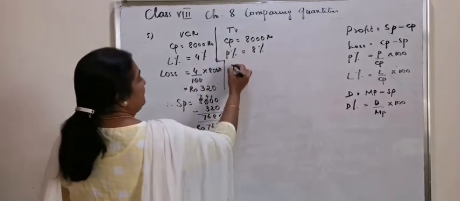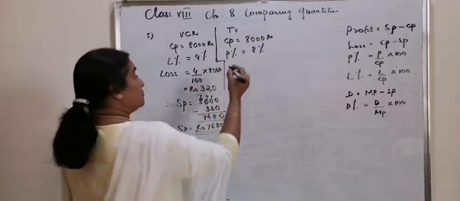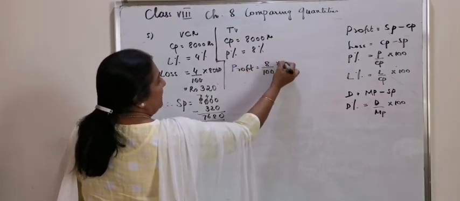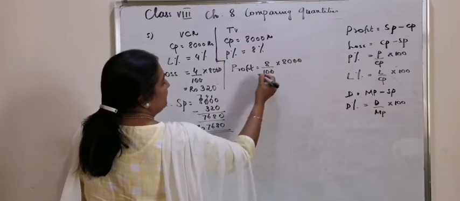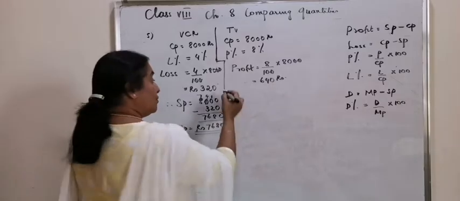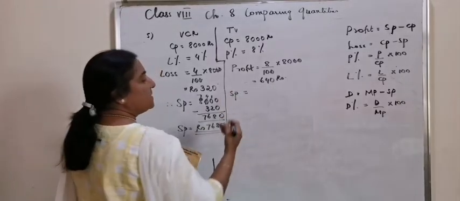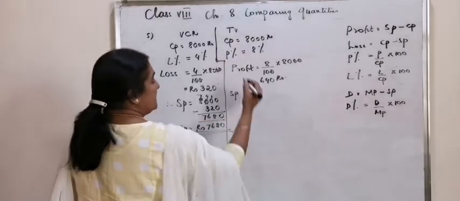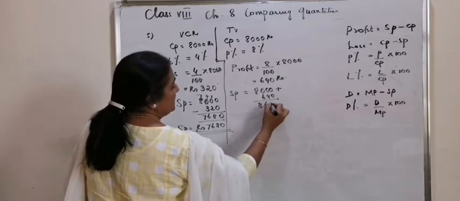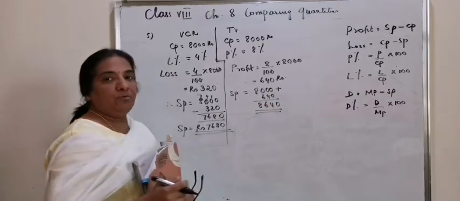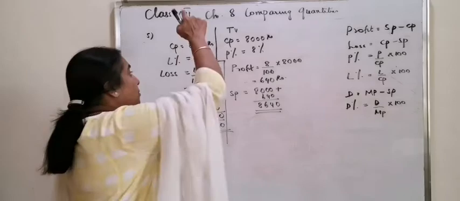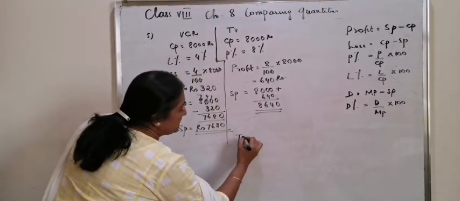But what about the TV? The profit percent is 8%. So the profit he had in this transaction is 8 by 100 of 8,000. That means 640 rupees he got as a profit. So what is the selling price? That means the amount for which he has sold the TV is 8,000 plus 640, 8,640.